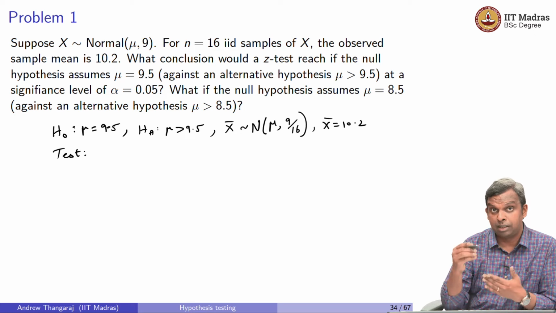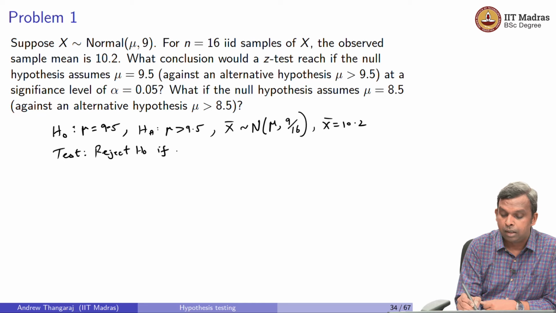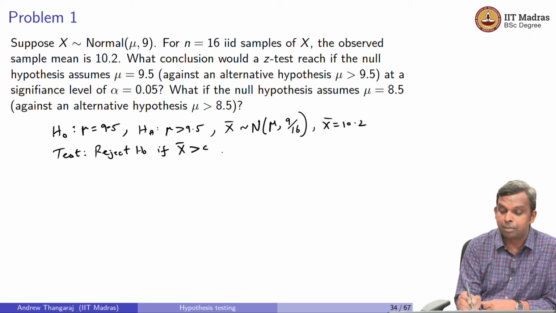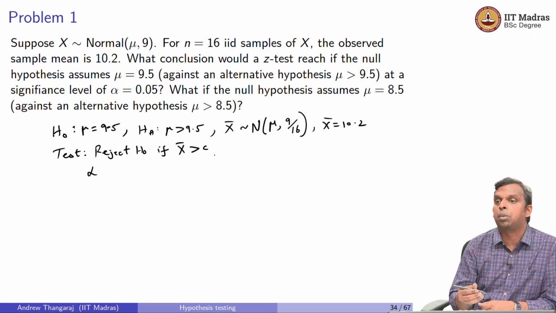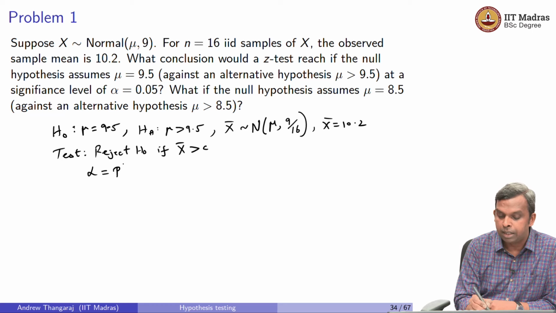Your test is going to be, remember it's always good to write down the test. Its alternative hypothesis is right-sided, so you're going to be rejecting H naught if x bar is greater than some c. Okay, and under this condition, what's going to be your type 1 error? What's the probability you reject H naught given that H naught is true? So this is the probability that x bar is greater than c given that mu equals 9.5.